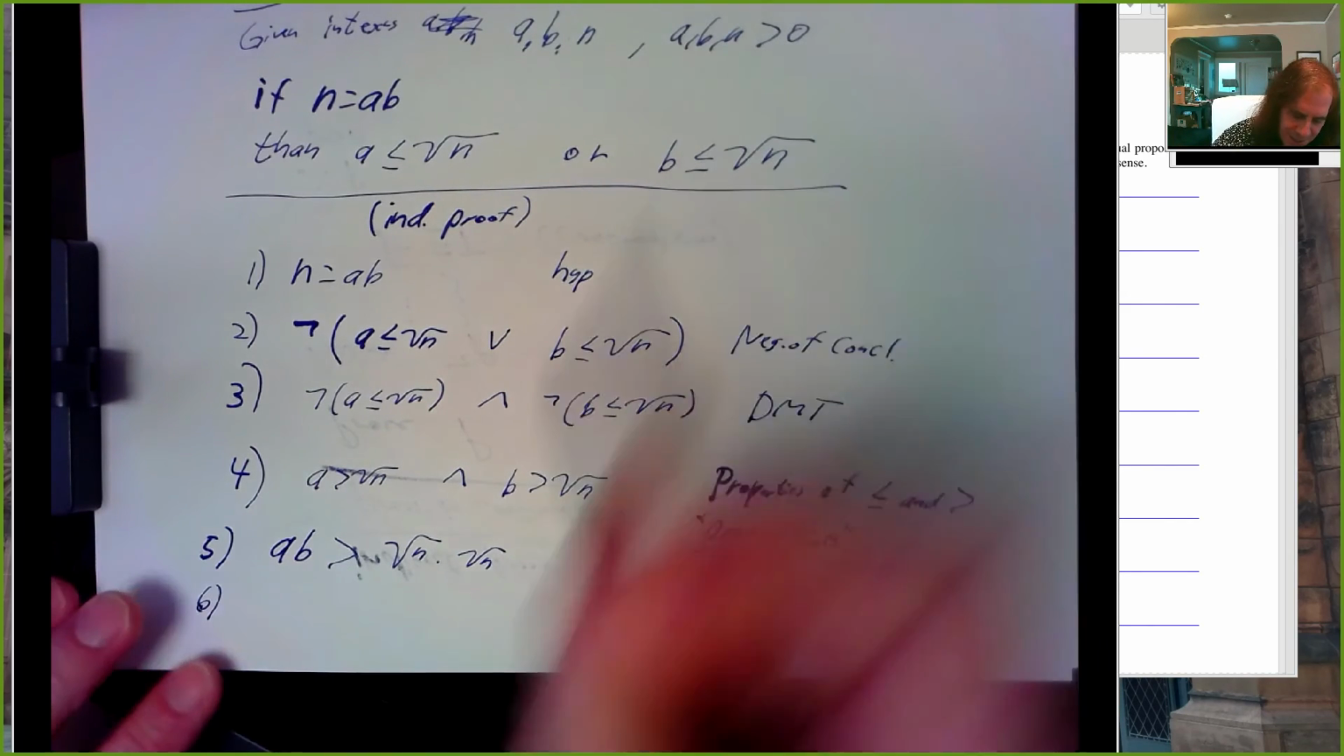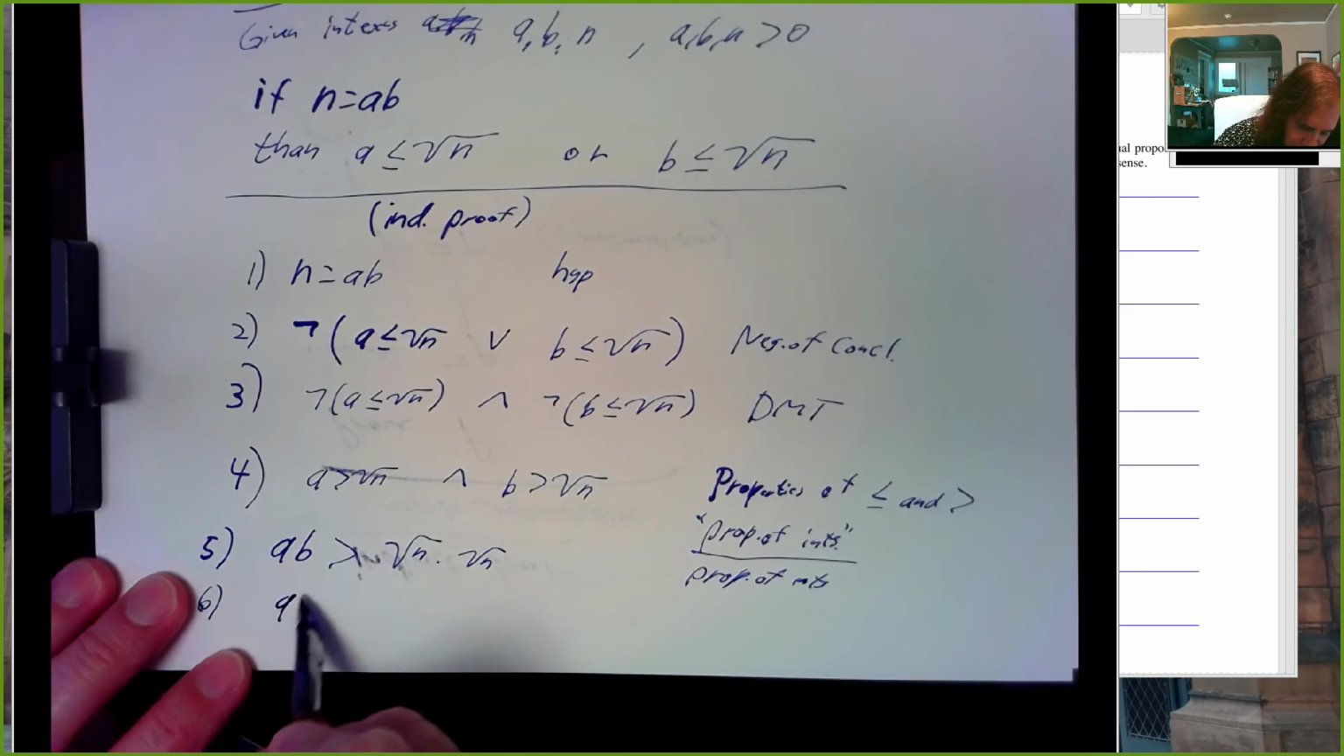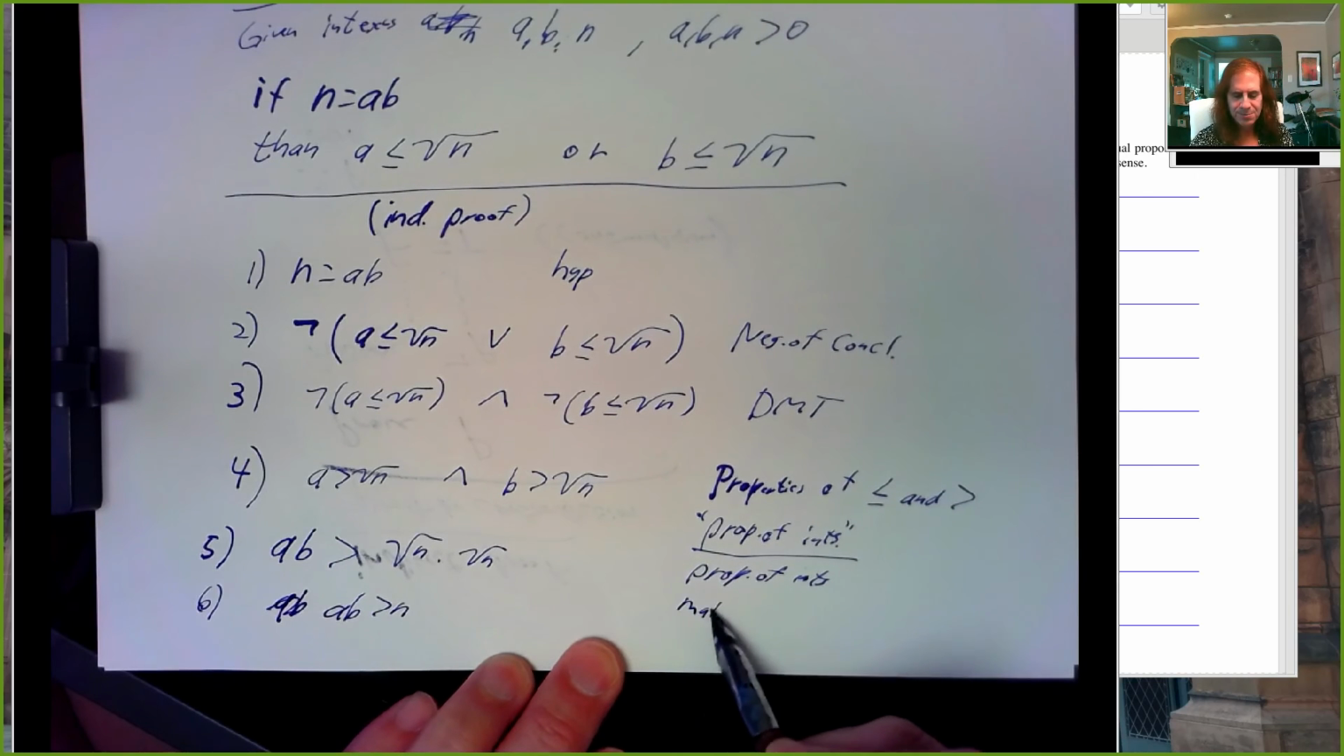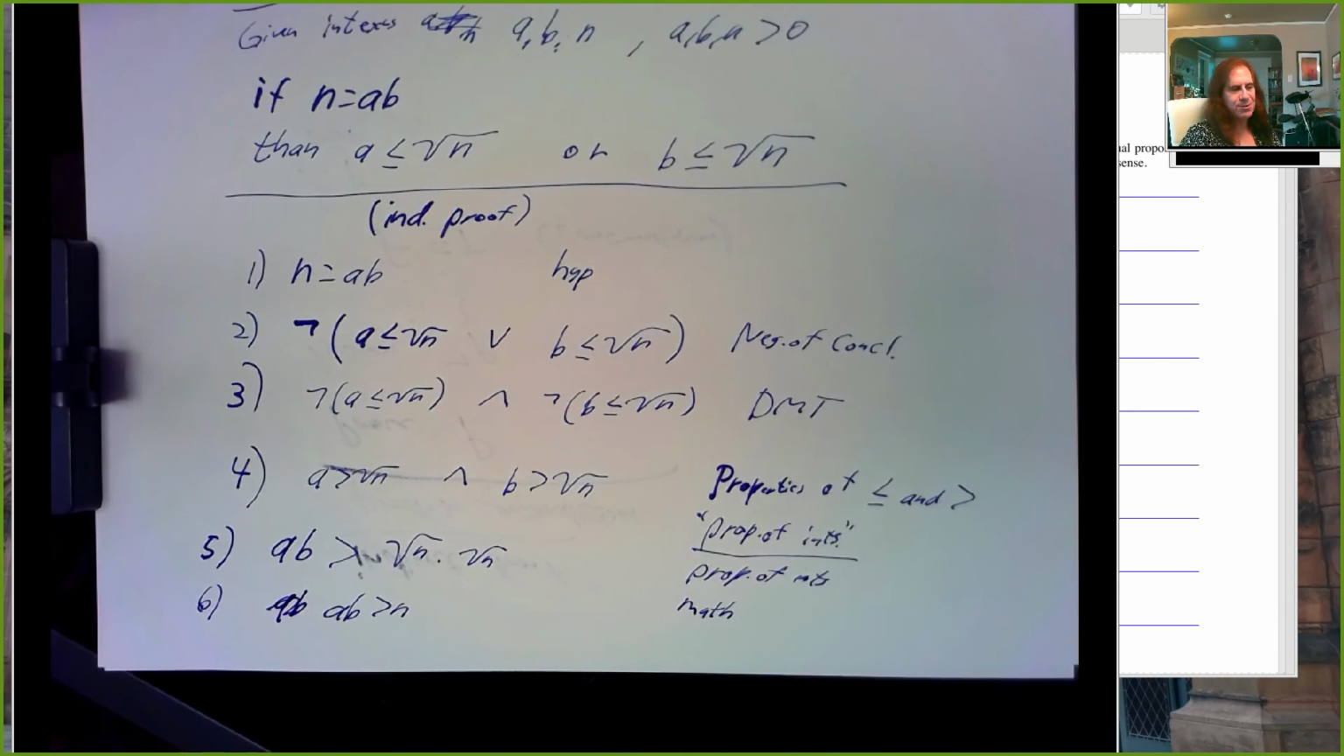And then step 6, let's just combine the square roots. A times b is bigger than n. And that's just, you know, more math. Square root n times square root n is n. I'm not going to make you prove that, right? We know that's what square root means.